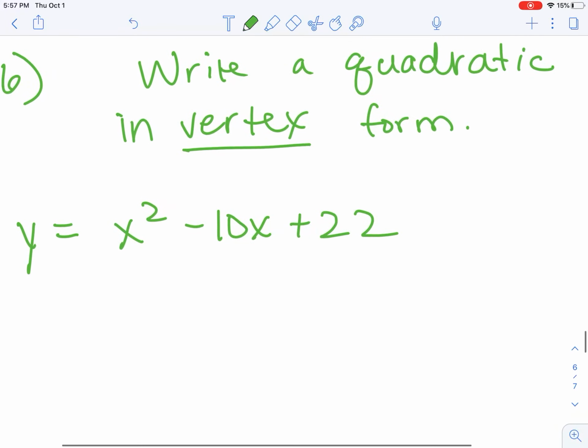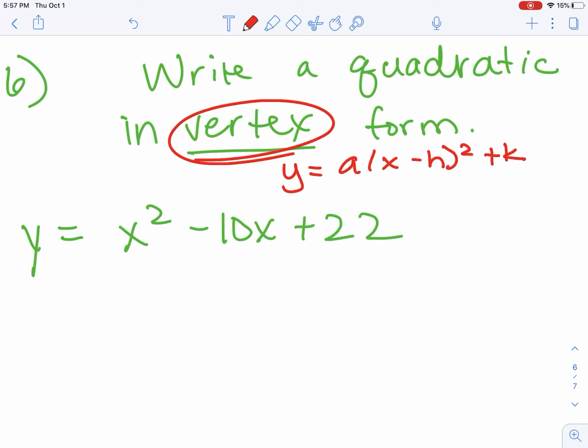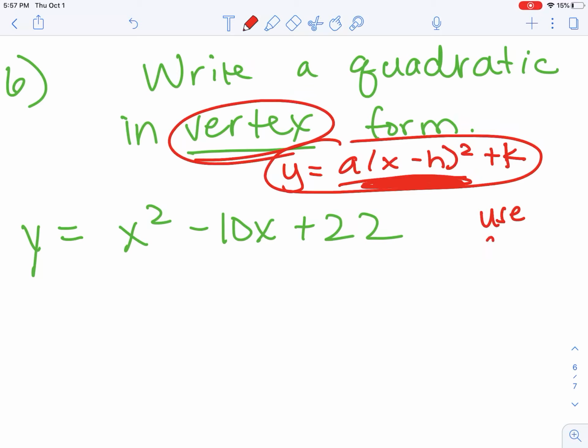And our last one, we're going to write this in vertex form. This is our last example. So remember, vertex form was y equals a times x minus h squared plus k, right? So if we're looking at that, doesn't that look like a perfect square, right? This looks like this really nice perfect square. So we're going to use completing the square to solve for this, okay?